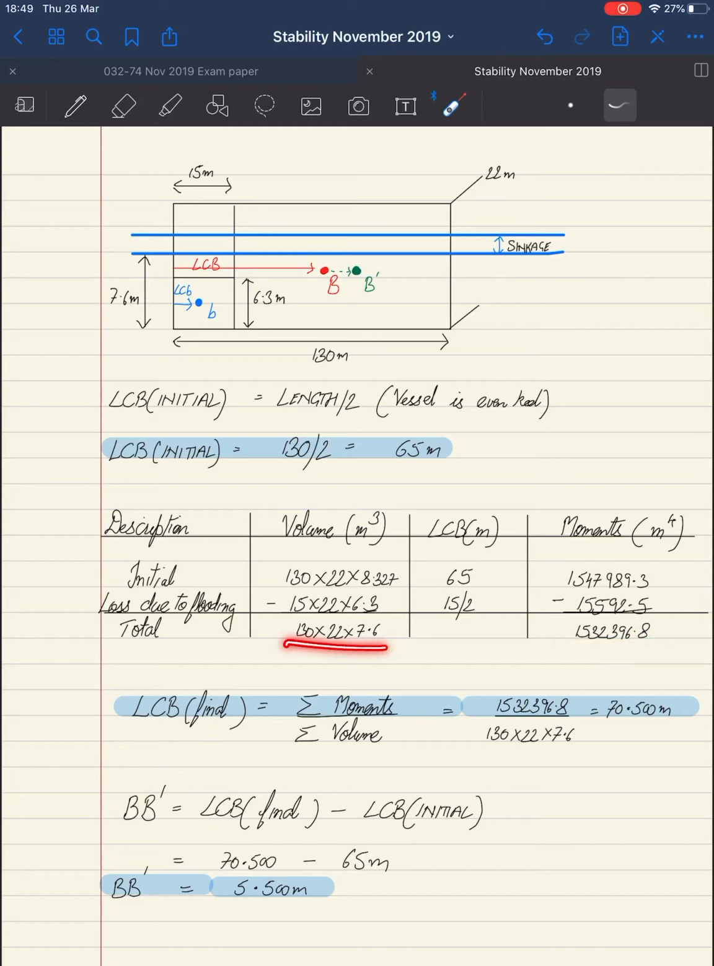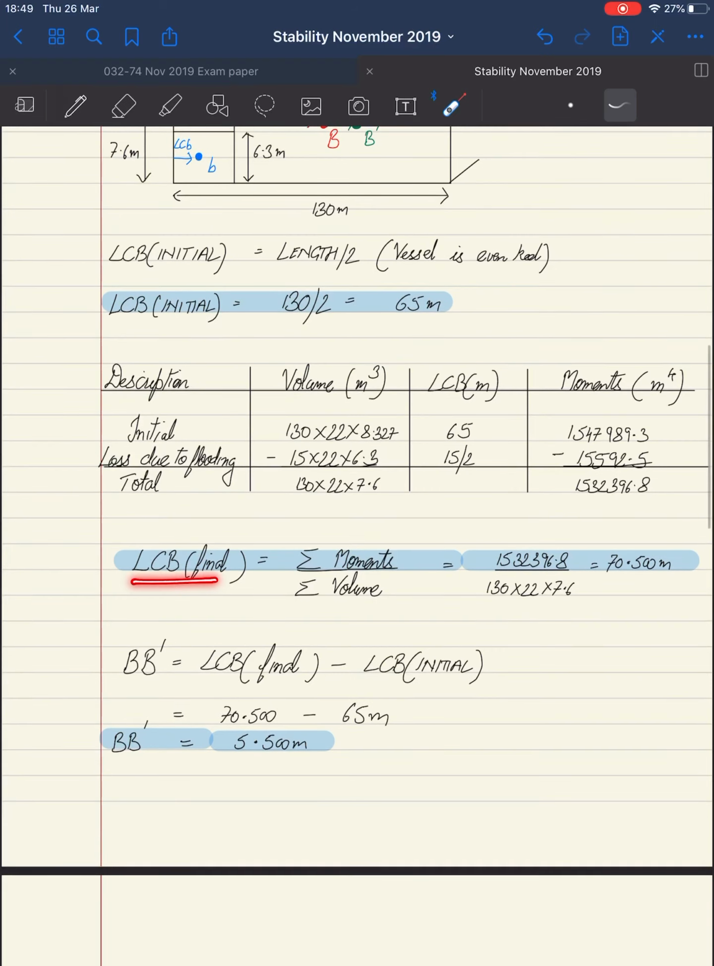Now my final volume would be equal to my initial volume. So I can simply write it as my length times breadth multiplied by my initial draft. You can do it the simple mathematical way by multiplying all this together and then taking out all this from this value.